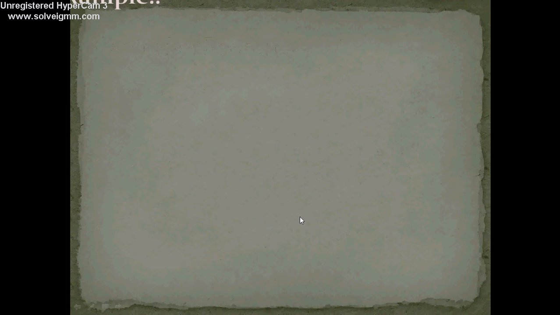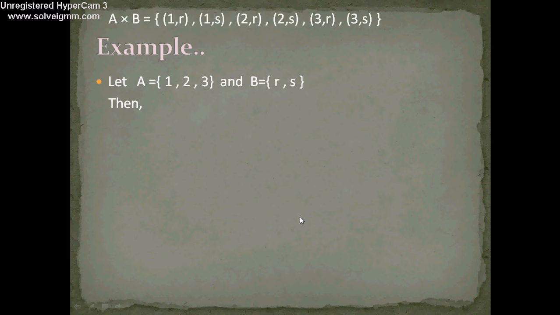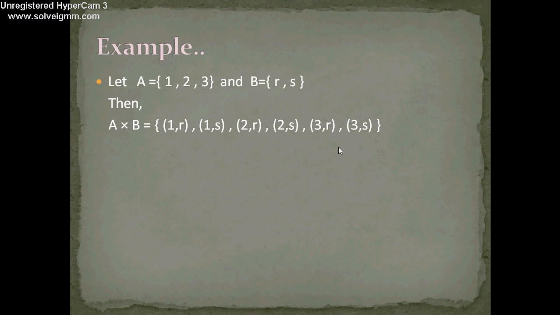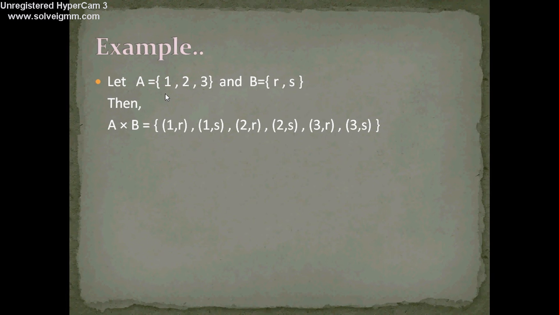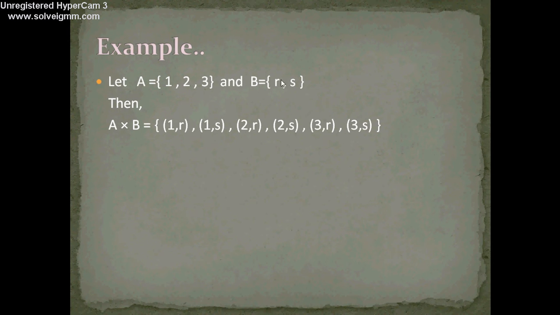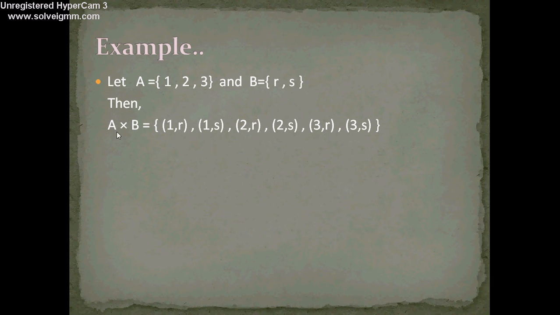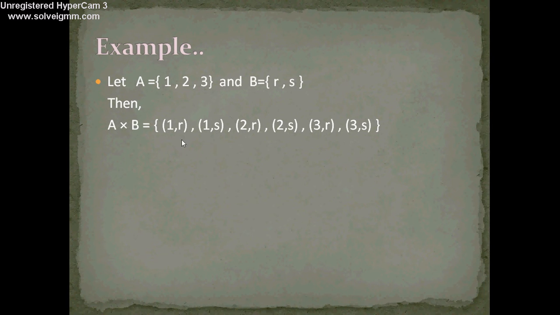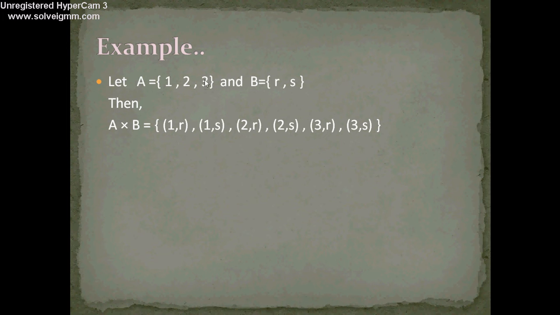Let us look at one example here. We have two sets A and B. A has three elements 1, 2, 3, and B has two elements R and S. So A cross B will consist of all the possible combinations such that the first element belongs to set A and the second element belongs to set B. This is because we are doing A cross B. If we want B cross A, then the first element should belong to set B and the second element should belong to set A. So here we have 1R, 1S, 2R, 2S, 3R, 3S. So this is between the two sets.